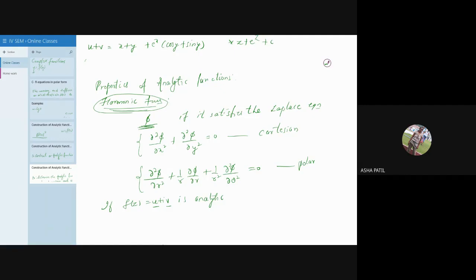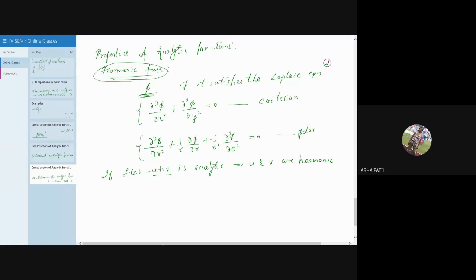If f of z is u plus iv is analytic, this implies u and v are harmonic. If u and v are harmonic, what equation will they be satisfying? The Laplace equation. In Cartesian, it will be ∂²u/∂x² plus ∂²u/∂y² equal to 0. Or in other words, you can write uxx plus uyy equal to 0. That is, u is harmonic. Similarly, vxx plus vyy is equal to 0.